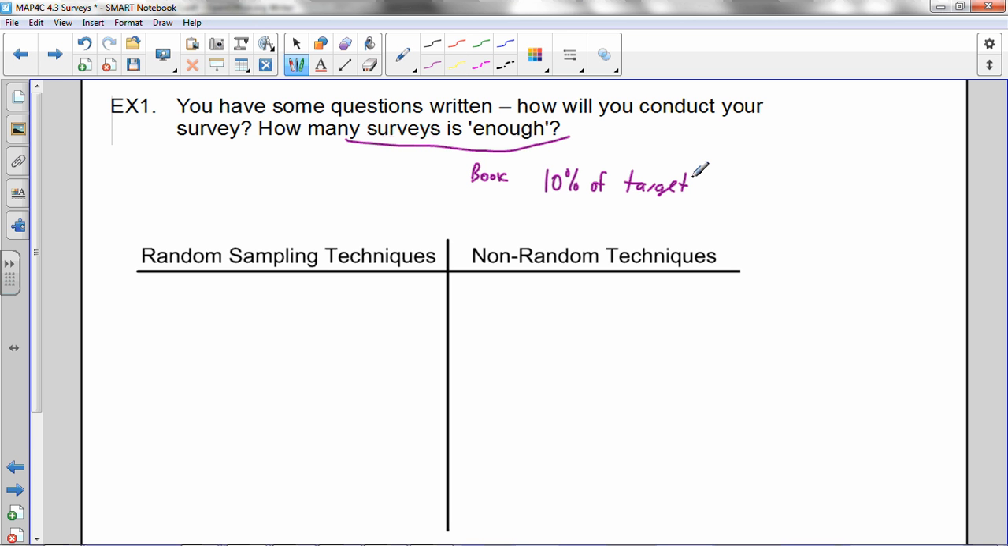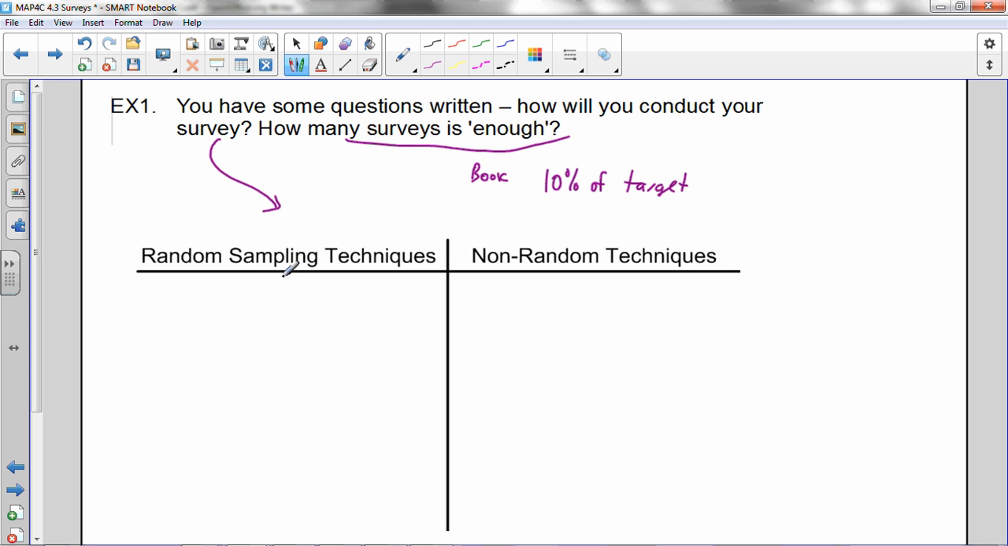When we do our survey, we're not going to survey 10% of the school. Similarly, if you think of having a target like Canada, I want to say something about everybody in Canada. Well, 10% of 30 million people is 3 million people. You're going to have 3 million people in your survey? I don't think so.